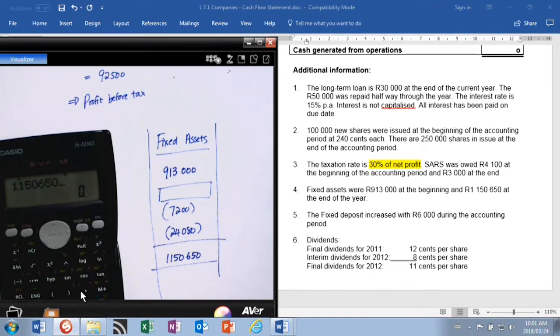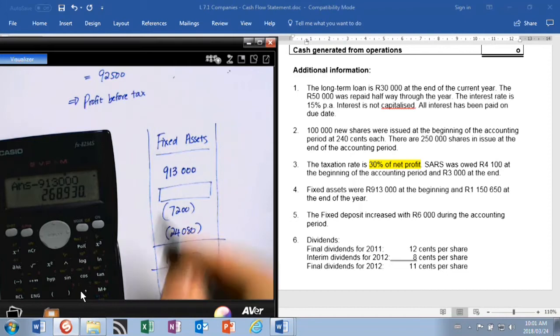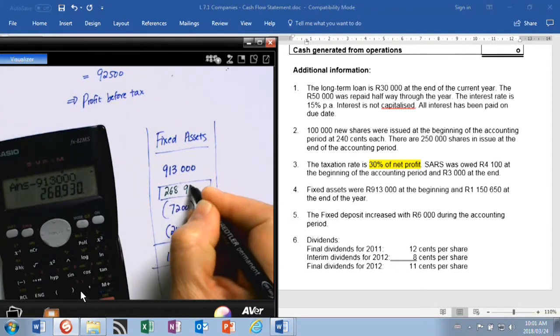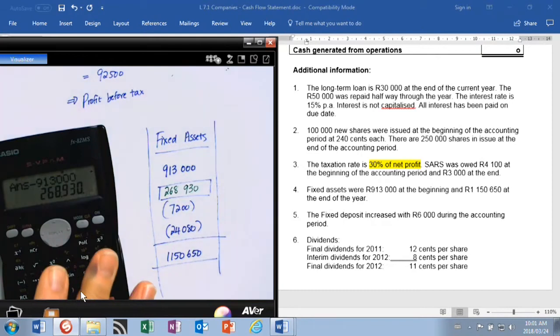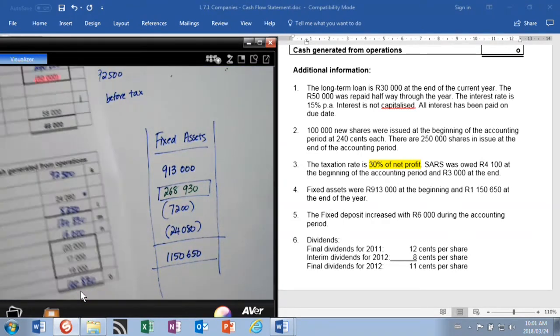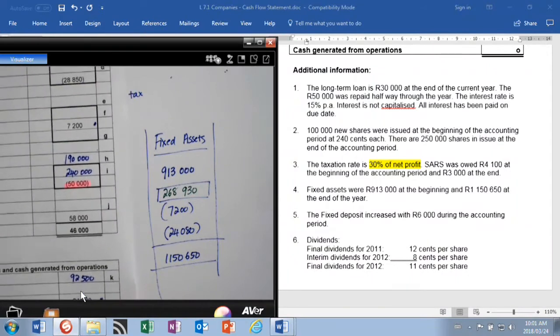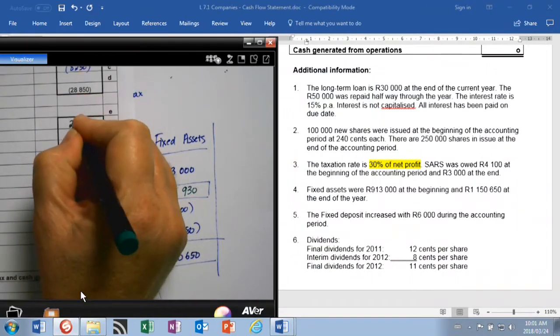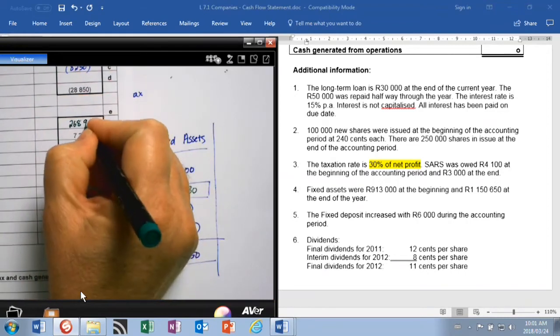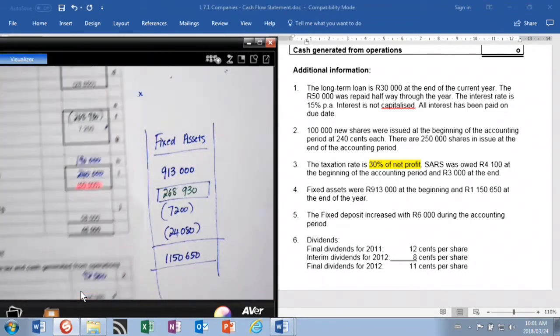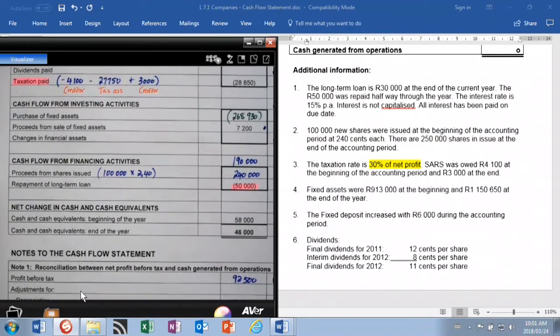1,150,650 plus 24,080 plus 7,200 minus 913,000, and that gives us 268,930. That was additions. But remember, in your cash flow statement, this is money out. That is money out because that was purchase of fixed assets.